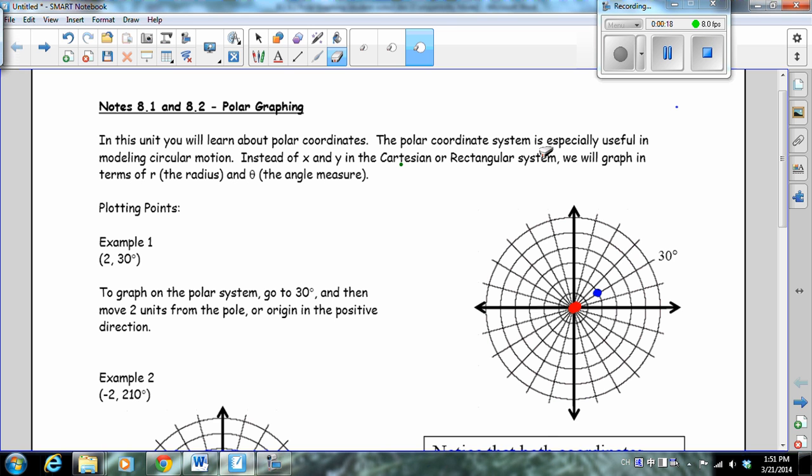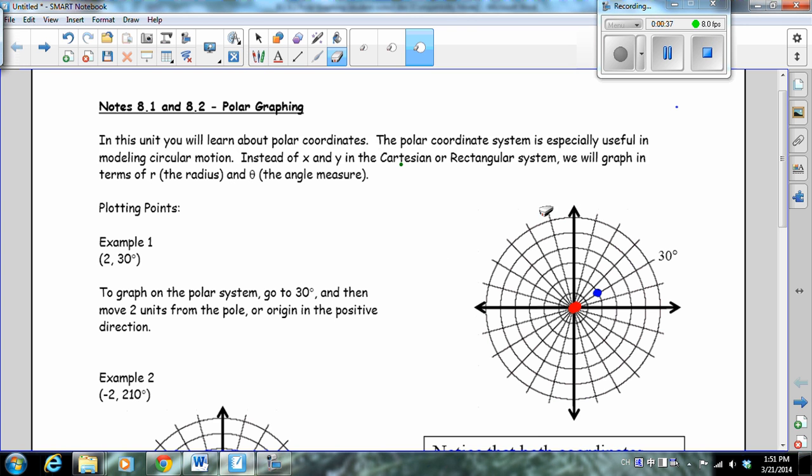Here we will be talking about the polar coordinates. The polar coordinate system is especially used in modeling circular motion. Instead of x and y in the Cartesian or rectangular system, we will graph it in terms of r, which is the radius, and theta, which is the angle measured.